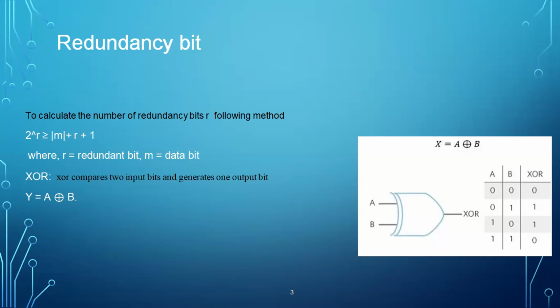And also we need the XOR operation. XOR compares two input bits and generates one output bit. We know in the XOR operation, if two bits are the same the output is 0, and if the two inputs are different, then the output is 1.